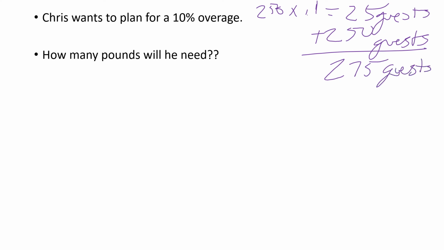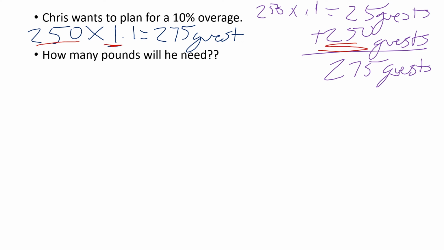Okay, what's my shortcut? 250 times 1.1 gives me 275. Because this 1 right here takes care of the 250, and this 0.1 is the 25. So remember, if you're going to increase by 10%, you add that to 1 and multiply it.